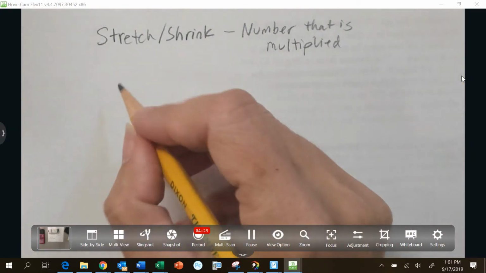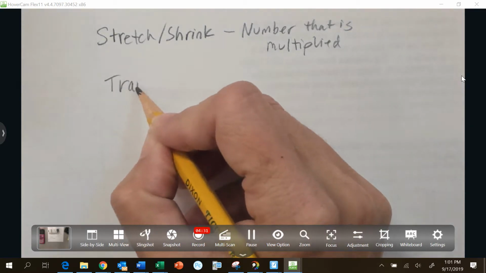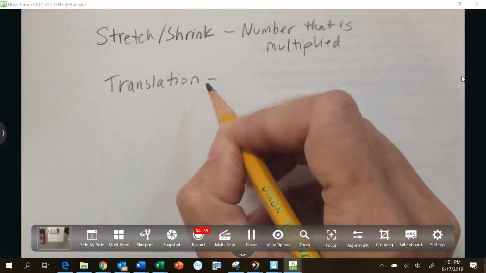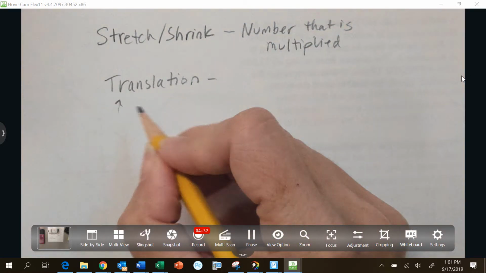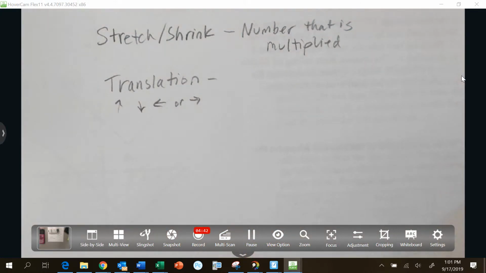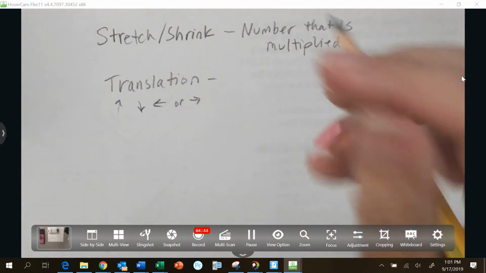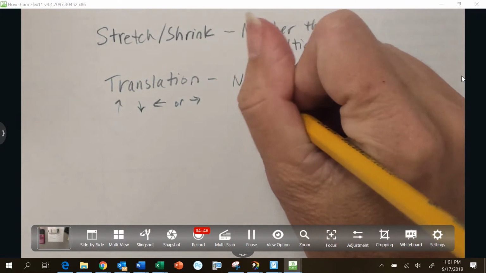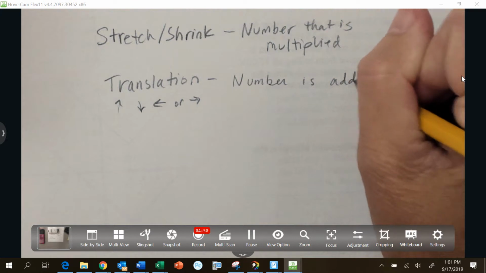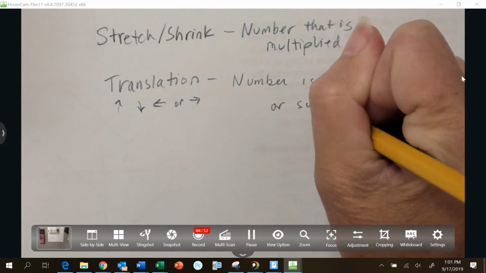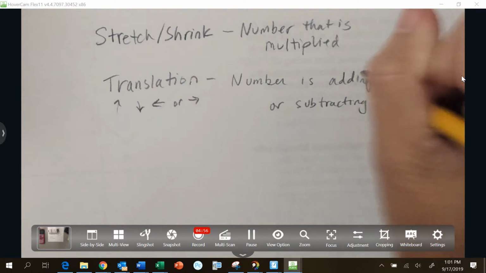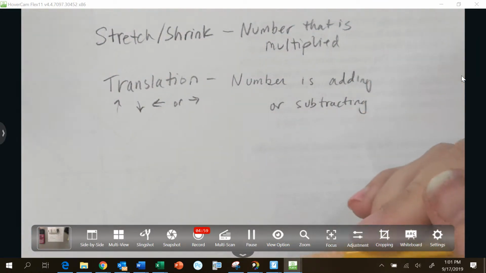If you have a translation, remember translations are where we go up, down, left, or right. If we have a translation, what is that number doing to the equation? The number is adding or subtracting. That's going to determine that it is a translation.